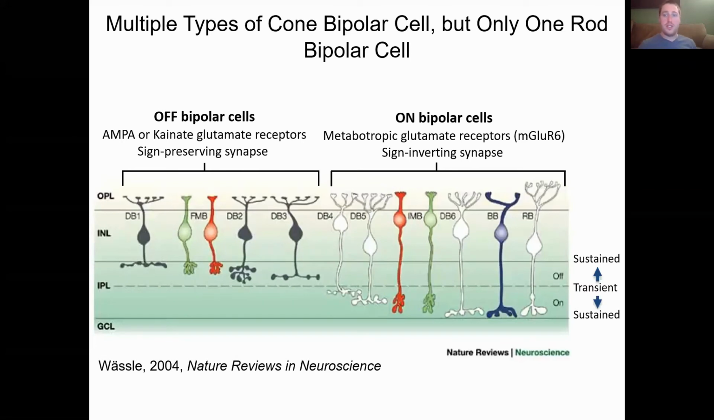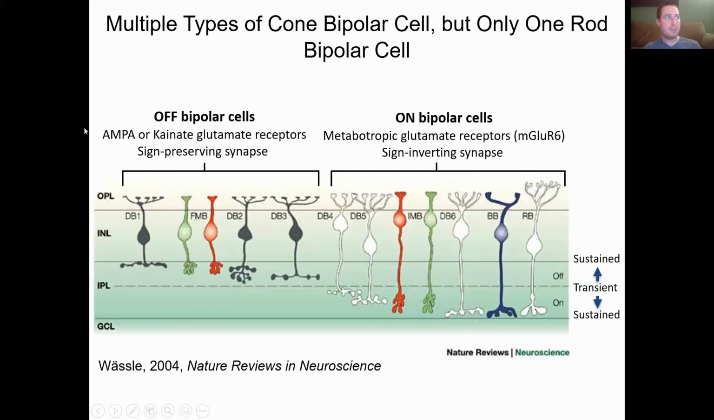So for your first summary question, I'd like you to answer, if you took the rod bipolar cell and replaced all of its mGluR6 receptors with AMPA receptors, how would the cell respond when you increased the light intensity onto the retina?